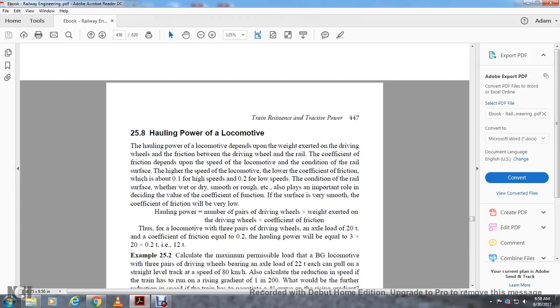25.8. Hauling power of the locomotive. The hauling power of the locomotive depends on the weight exerted by the driving wheels and the friction between the driving wheel and the rail. The coefficient of friction depends on the speed of the locomotive and the condition of the rail surface. The higher the speed of the locomotive, the lower the coefficient of friction, which is about 0.1 at high speed and 0.2 at lower speed.